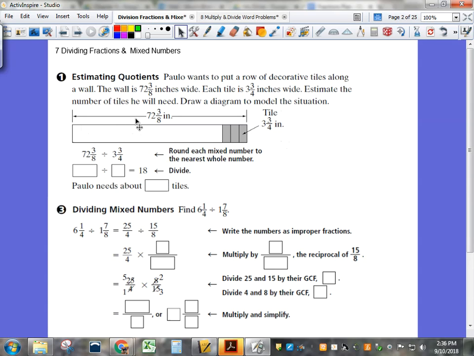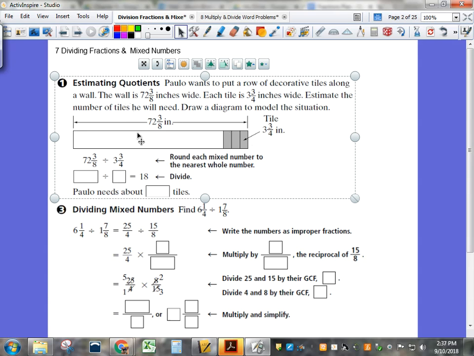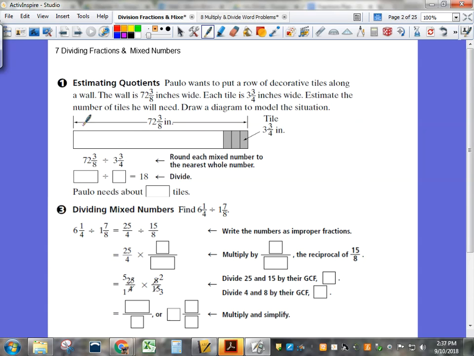So I've drawn a diagram that shows the width of my wall and how wide each individual tile is. If I'm just going to estimate to give myself a ballpark answer, I know that 72 3/8 is closest to 72, and 3 3/4 is closest to 4. So I'm going to need about 18 tiles. Let's see what dividing a mixed number is really going to look like, since this was just estimating.